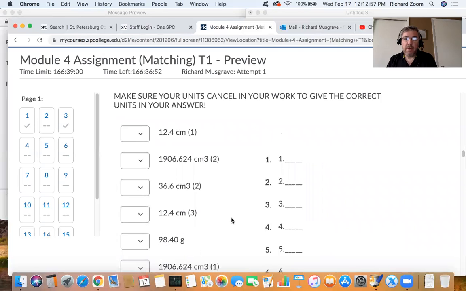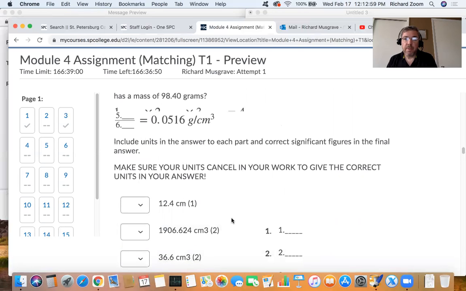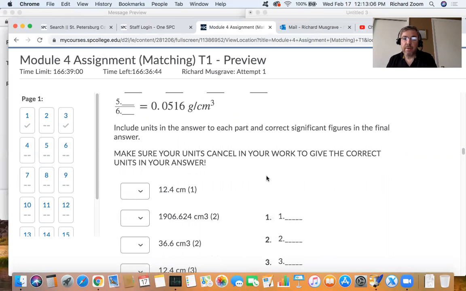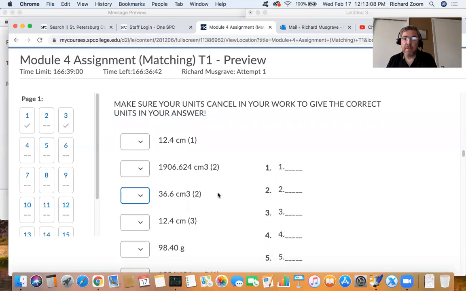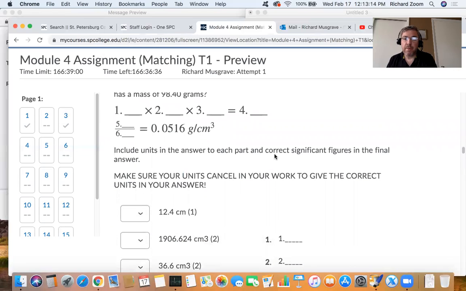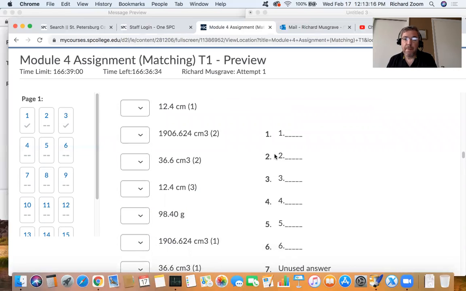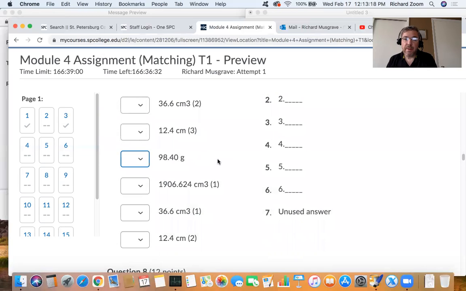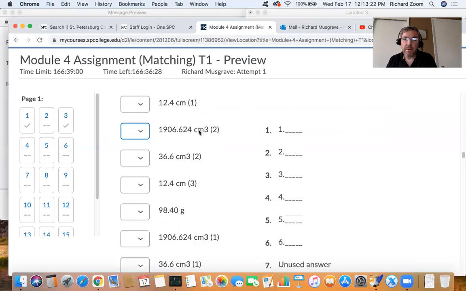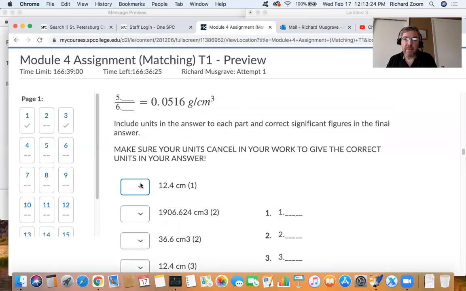So I'll go through this kind of problem as well. What's the density of a cubic shaped object 12.4 centimeters on a side? So there's a number of 12.4 centimeter options here. And to get the volume of this cube, we need to do 12.4 times 12.4 times 12.4. And you'll see that we got 1, we got 2, and we've got 3. So those have to be put in that same order.